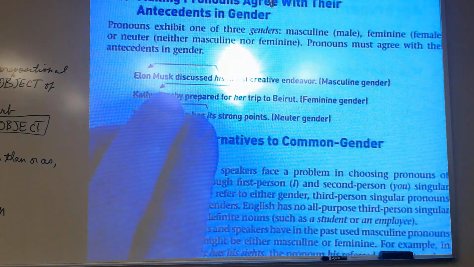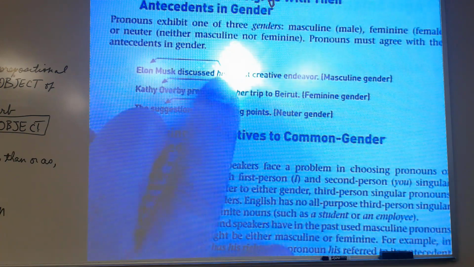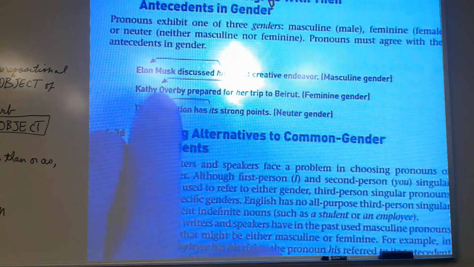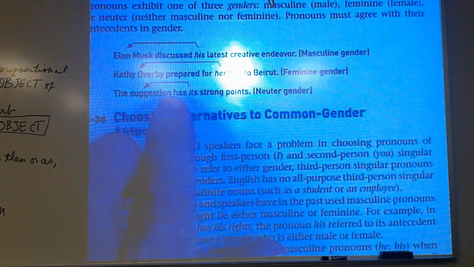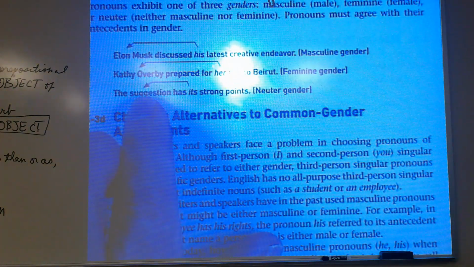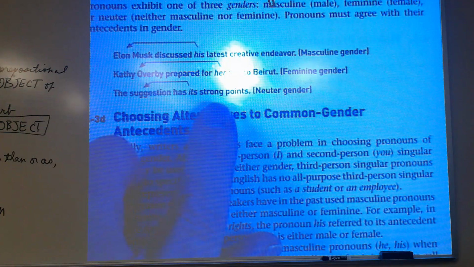Okay? Elon Musk discussed his latest creative endeavor. So agree in gender. Kathy prepared her trip, and the suggestion has its, neuter gender, neither masculine nor feminine.